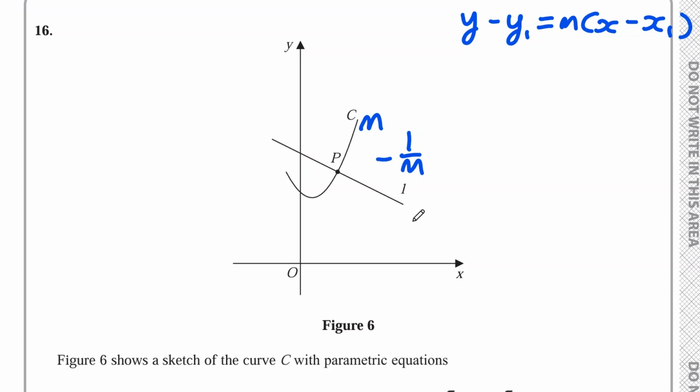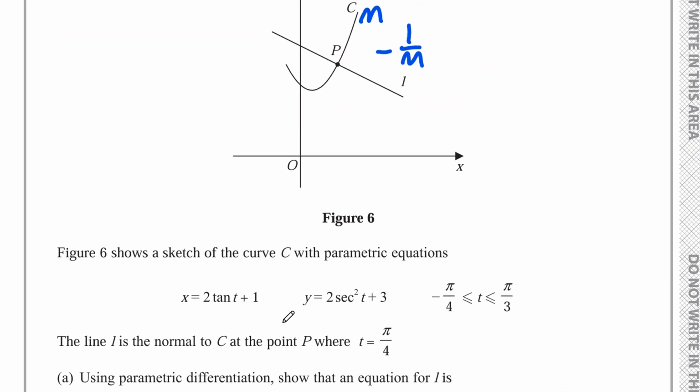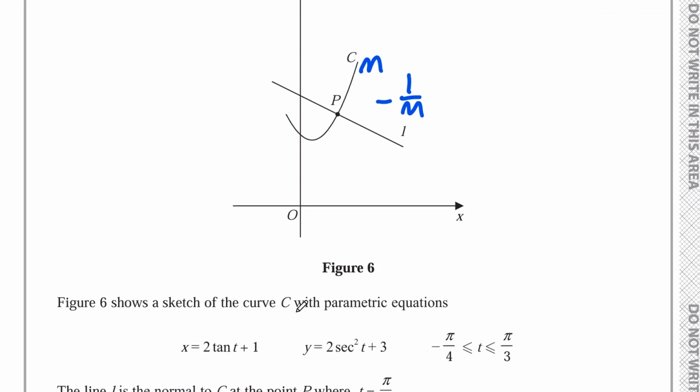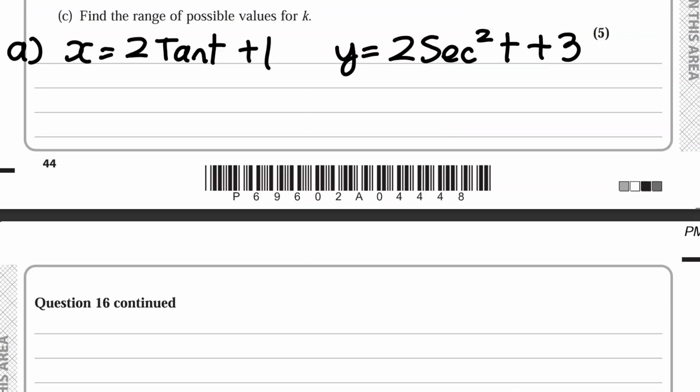And one thing that's useful about this, we're given a bit of a clue in part A because it tells us to use parametric differentiation. What we're going to do is, because we have these parametric equations for C, we're going to differentiate them in order to get dy over dx, find the gradient at this point P for the curve, and then find the negative reciprocal of it, and this is going to be the gradient of the normal. Okay, so we need to differentiate these parametric equations in order to get dy over dx.